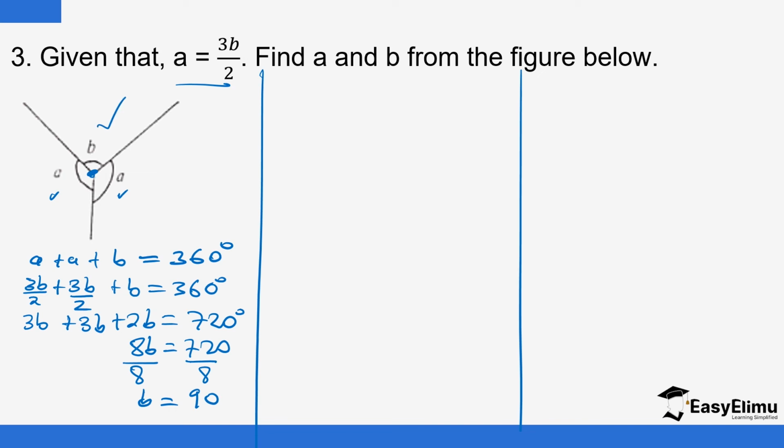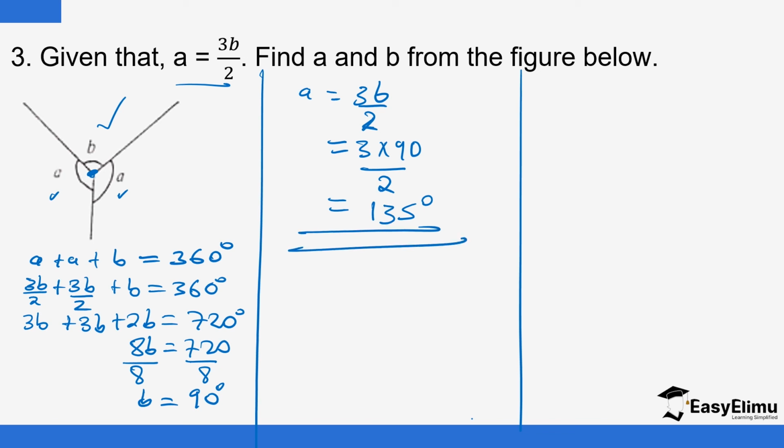Of course, B is given here as an angle, so it can be written as 90 degrees. Now A is given. So A is equal to what here? 3B over 2. But already we have gotten the value of B, 90. So I'm substituting B for 90, 3 by 90 over 2. So that should be equal to 135 degrees.